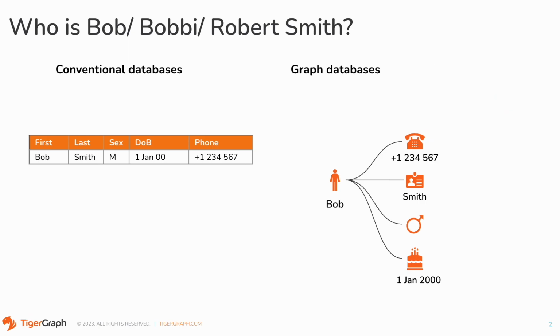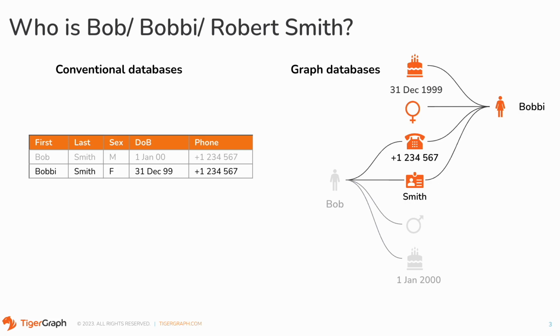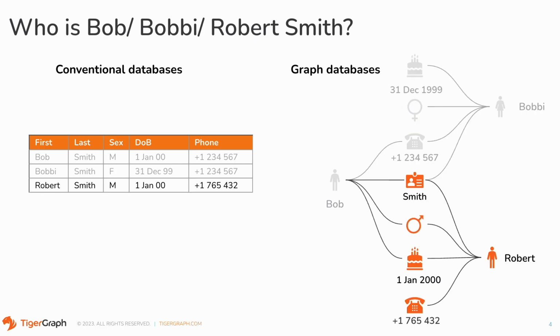Bob is male, has a birthday on the 1st of January and a phone number ending 567. Bobby shares a phone number with Bob, but is female and her birthday is on December the 31st. Robert is male with the same birthday as Bob, but his phone number is different. It ends 432. The question is, are they all the same person?